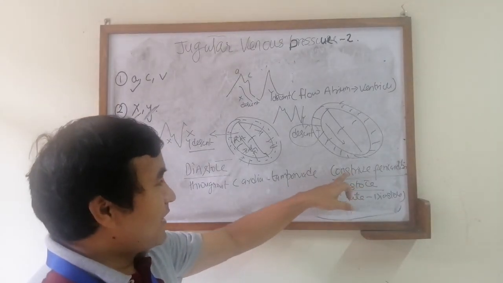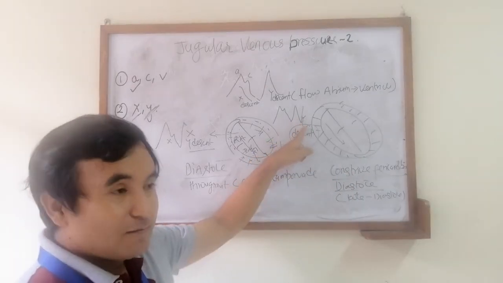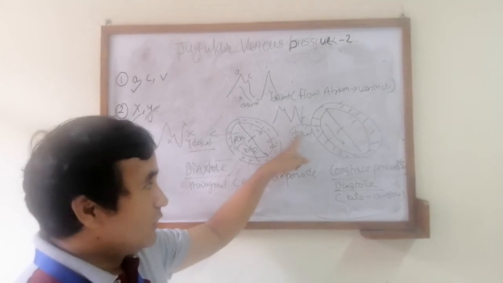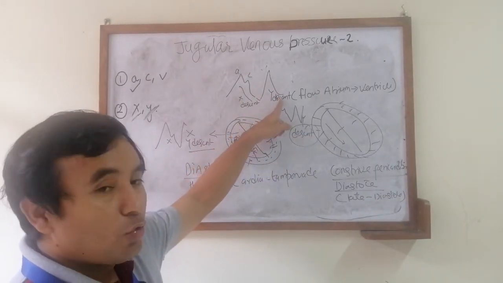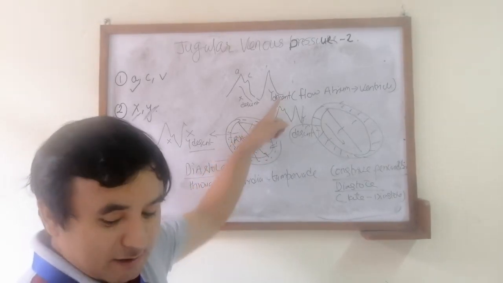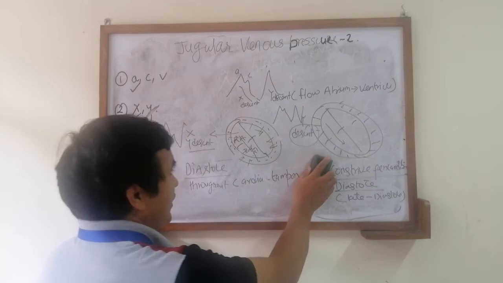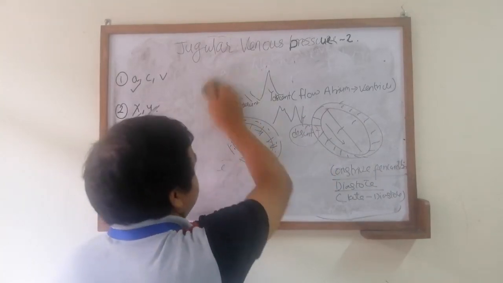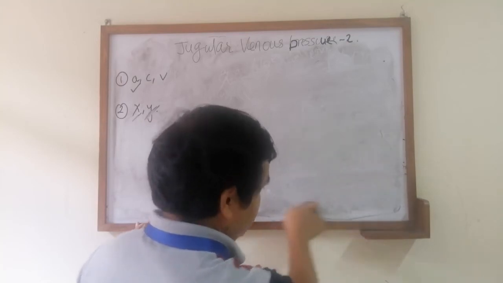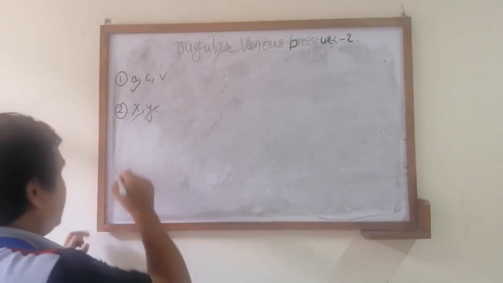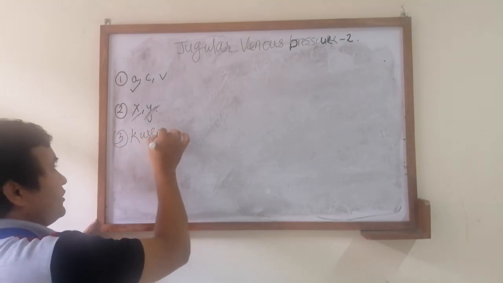In constrictive pericarditis, you will see both X and prominent Y descent, prominent and sharp Y descent. Whereas in case of cardiac tamponade, you will see the X descent but no Y descent. I think you people understood the mechanism of X descent and the Y descent. Then I think this is the last topic for today's presentation.